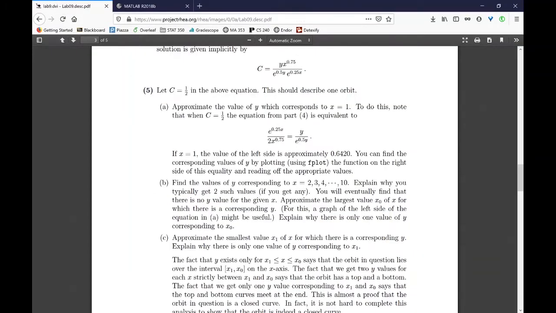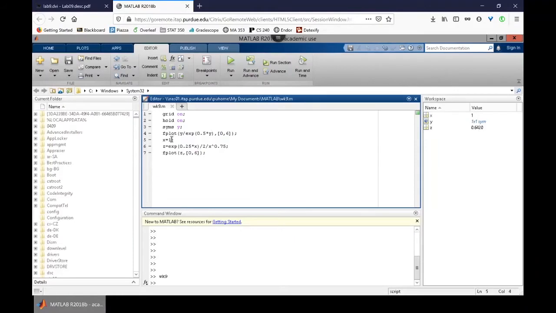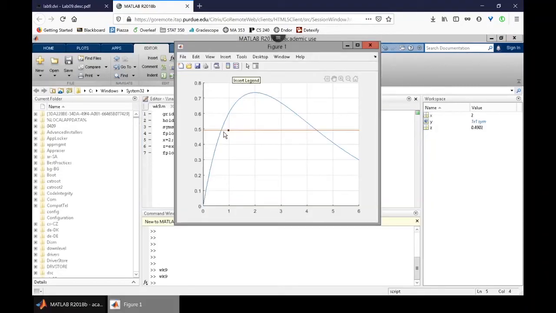So for part B, we want to find the values of y corresponding to 2, 3, 4, etc. And you will eventually find that there is no y value, so also approximate the largest value x naught of x for which there is a corresponding y. So again, we can just change our x here and run it, and we should get at least 2 different values of y, and we do. So here our new y, when x equals 2, y can either equal 0.679 or y can equal 4.364.